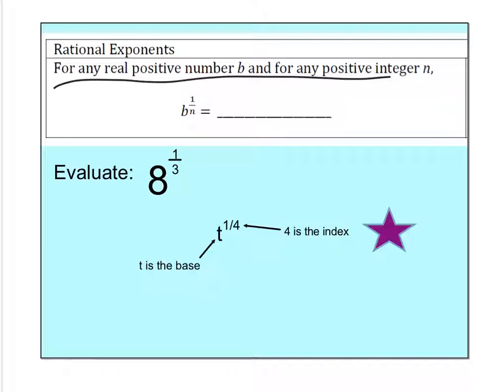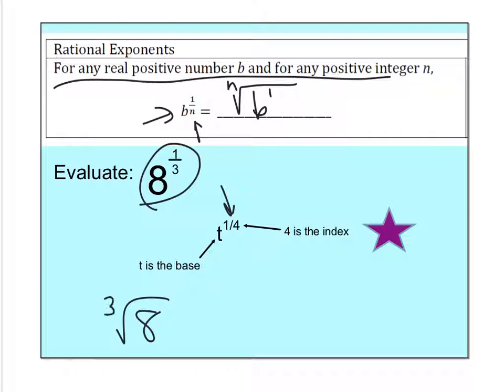For any positive number b and any positive integer n, n becomes my root, b is my base, and 1 is my exponent. So if I look at 8 to the 1/3, that is telling me it is the third root of 8, which is just going to be 2. The bottom number is my root, the top number is my power, and then I have my base.